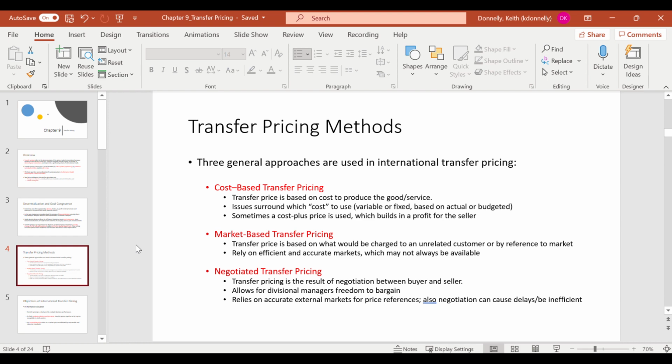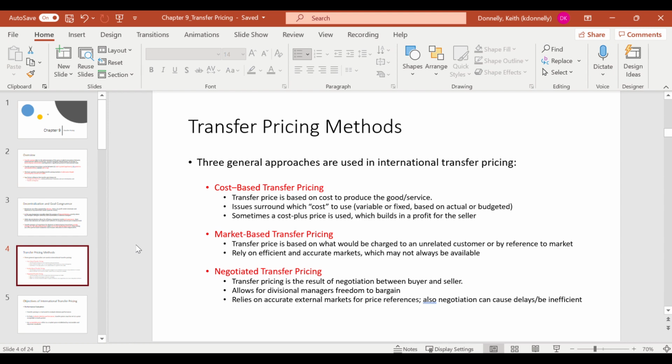So with regard to transfer pricing, there's kind of three general approaches that you could take on it. You could use a cost-based transfer pricing system. Issue with this is what costs are we using, right? We may say, A, you're selling to B, you need to set the price at cost. Well, is this variable cost? Is it fixed costs? Is it both? Are we basing this on actual or budgeted? What do you mean by cost?